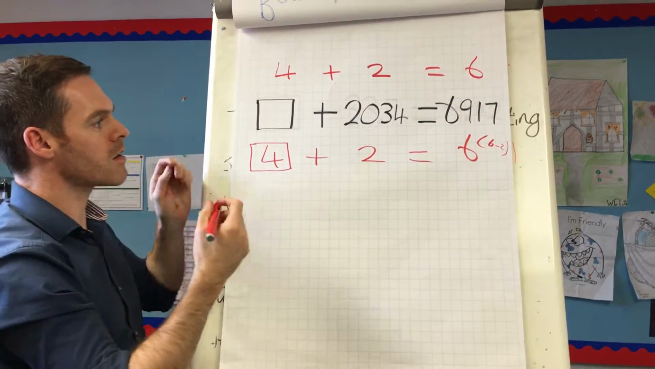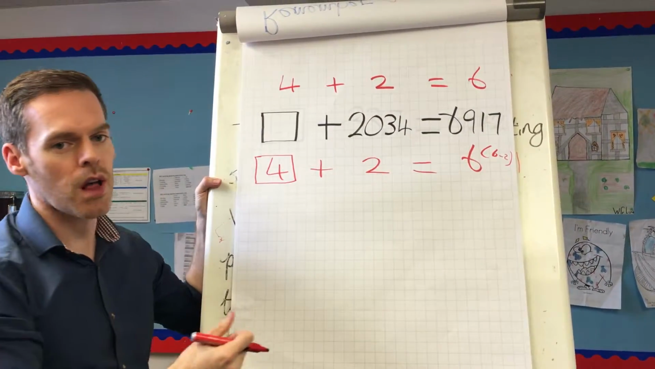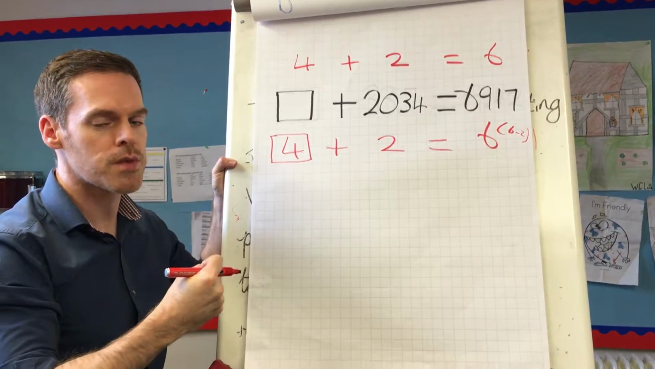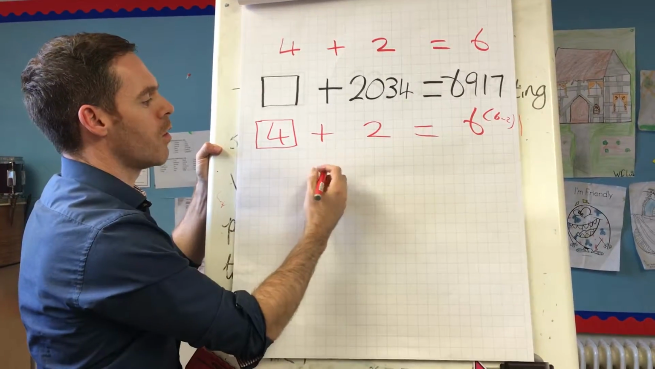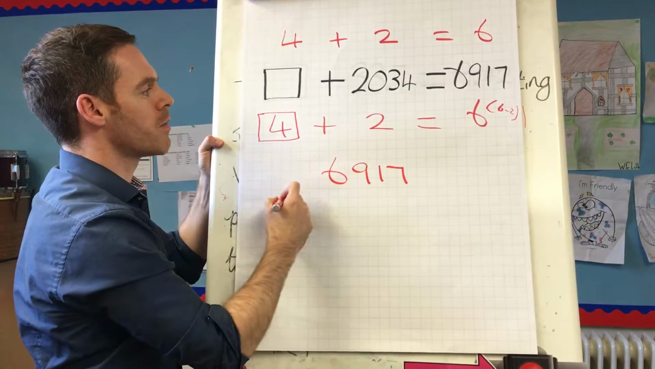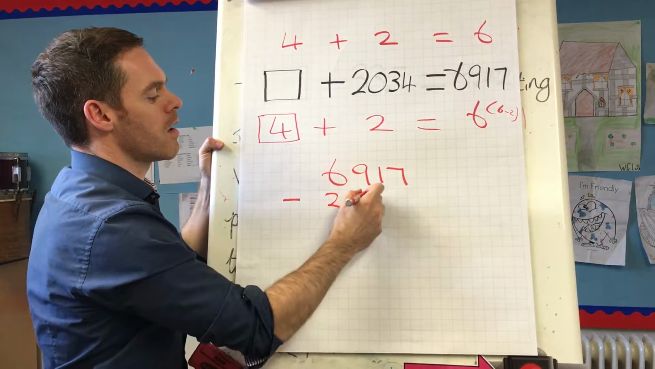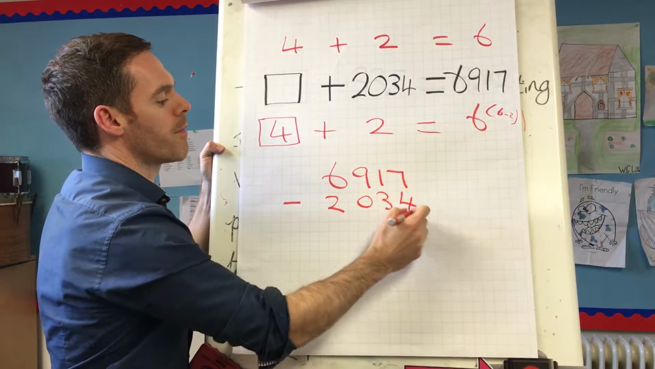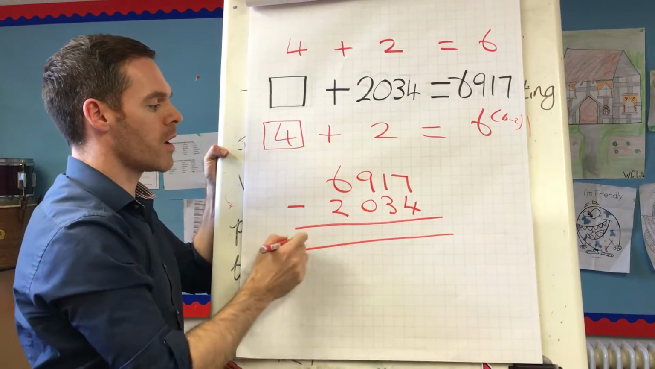So we'll quickly do that calculation. And of course, when you're doing your calculations, do it in exactly the same way as we've been practicing in class. So it's going to be 6,917 subtract 2,034. 2 lines, off we go.